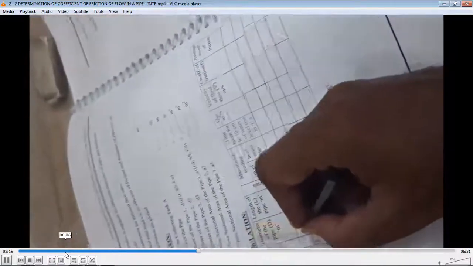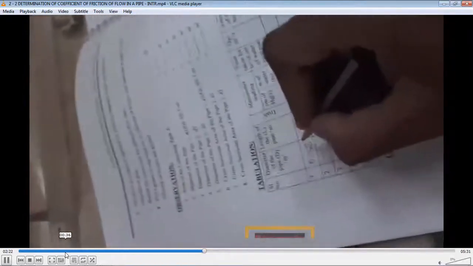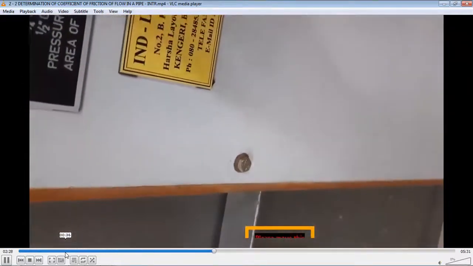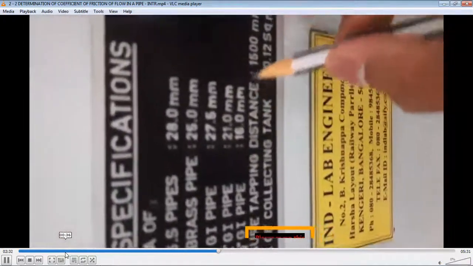That is, we are doing 1 inch stainless steel. The diameter is 0.0228. You should know that one. We cannot do the calculations in inches and all those things. We have to convert into meters, in SI units. The total length is 1.5 meter.